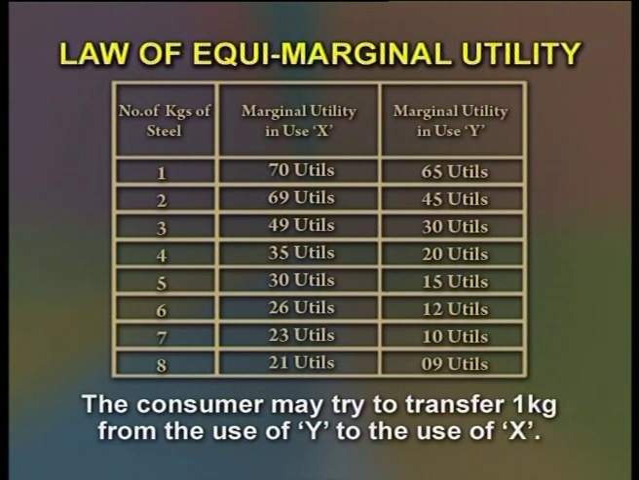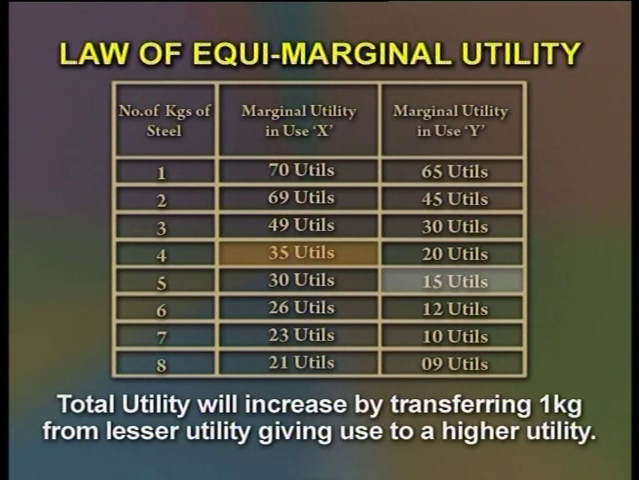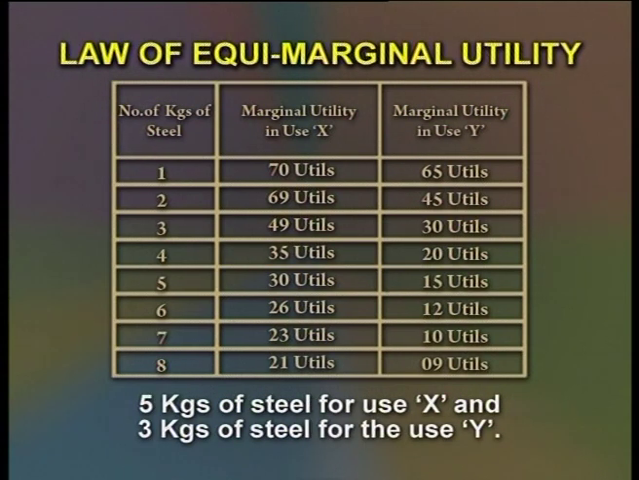But then the consumer may try to transfer 1 kg of steel from the use of Y to the use of X. By transferring 1 kg from Y, he loses 15 utils of marginal utility, whereas by spending 1 more unit on use X, he will derive 35 utils of marginal utility, and therefore total utility will increase by transferring the 1 kg of steel from a lesser utility giving use to a higher utility giving use. And therefore, this will go on until he ultimately lands up using 5 kgs for X and 3 kgs for use Y.